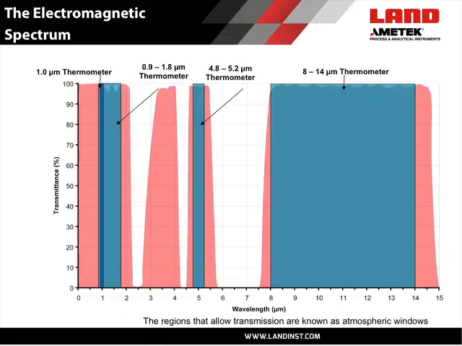Thermometers are usually designed to operate in what are known as atmospheric windows or bands, where the transmission is very high. Such regions exist around 1 micrometer, 1.6 micrometers, 3.9 micrometers, and 8 to 14 micrometers. It is common for thermometers to have a filter in front of the detector to ensure the spectral response is matched to an atmospheric transmission window.